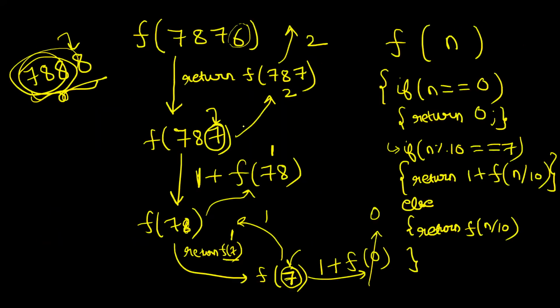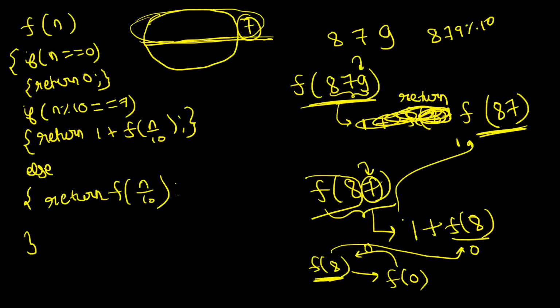Cool. So where were we? F of 8 returned 0. So 1 plus 0 is 1. So f of 87 will return the answer as 1. Now f of 87 has returned a 1. So what was f of 879 saying? The number of 7s in 879 is the same as the number of 7s in 87. So this returns 1, so f of 879 will also return 1 to the caller. Now let's quickly go and write this code.